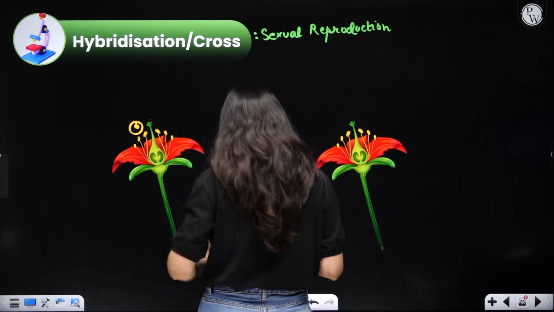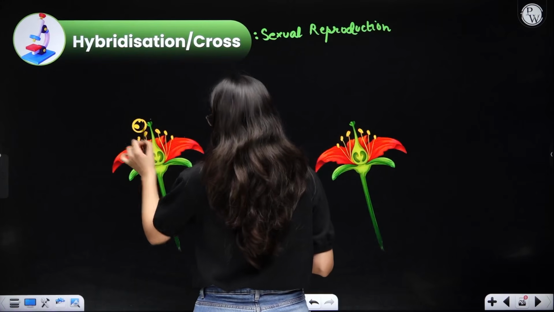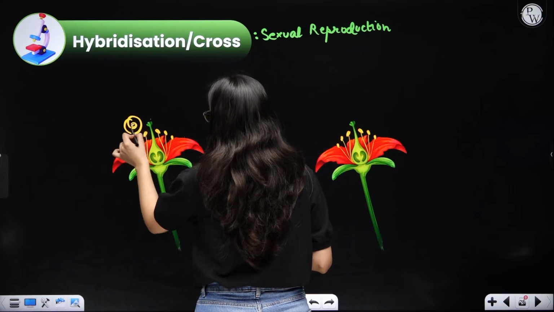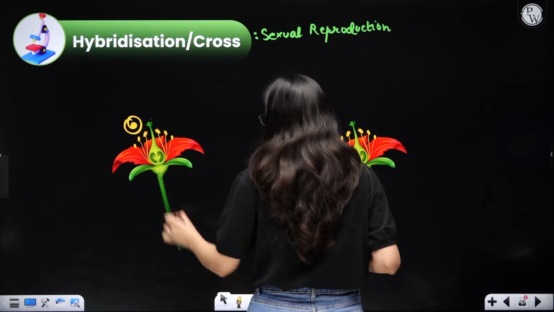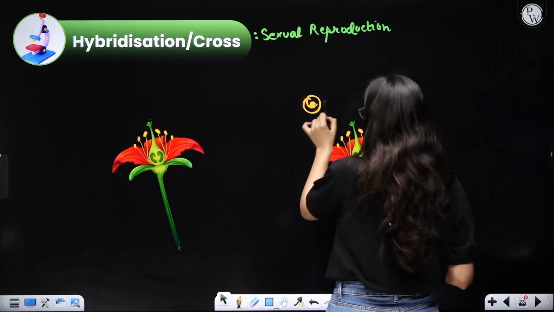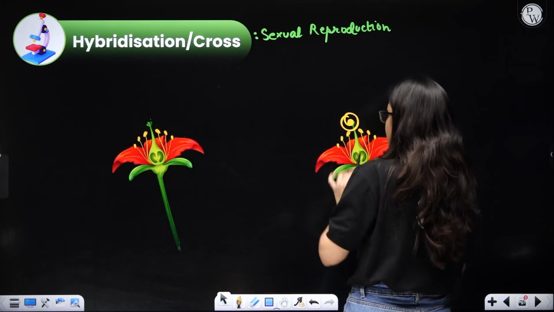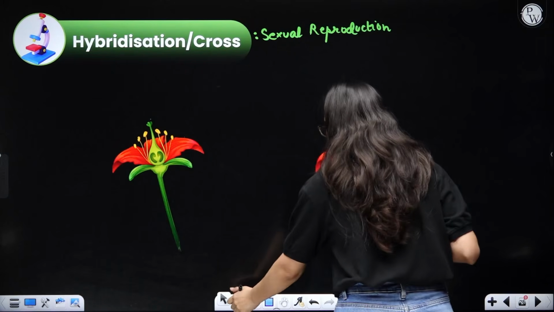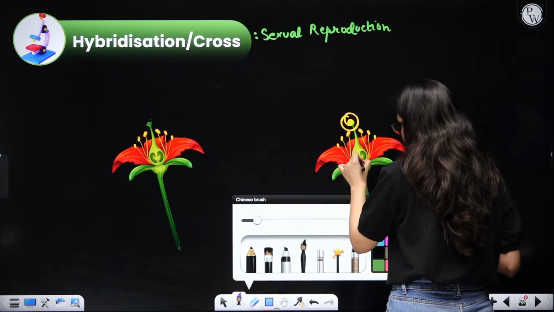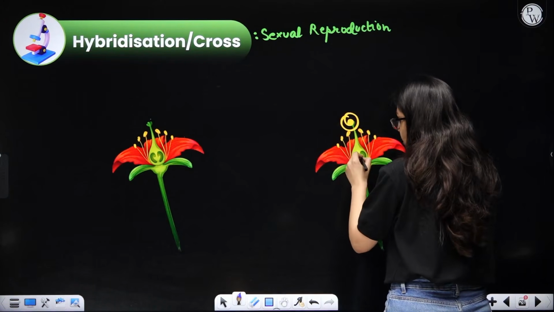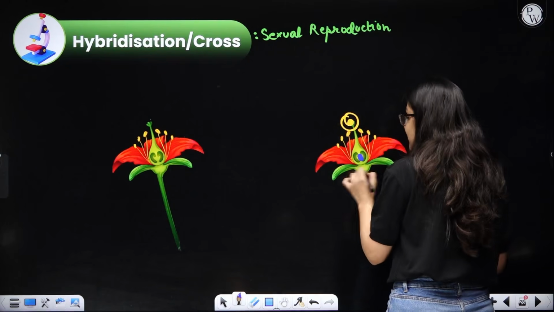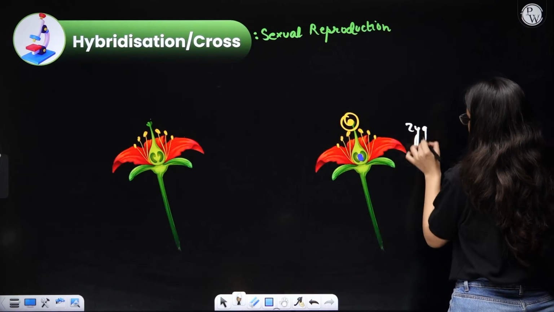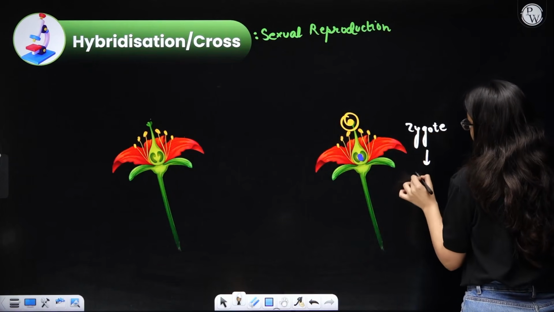Now this whole pollen grain will be carried by the action of wind, or by the action of air or water, and then it will be taken to the stigma of the other flower. Once it has reached there, it will move through the pollen tube. The male gamete will ultimately reach the ovule present over here, and once it reaches the ovule, there will be the egg. When they fertilize, there will be formation of a zygote, and once the zygote is formed, it will further form an embryo.